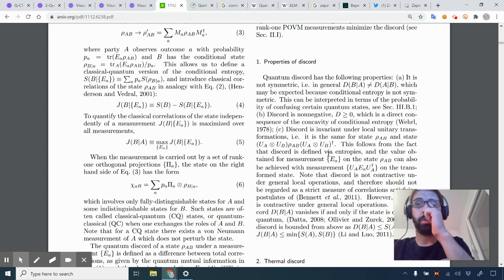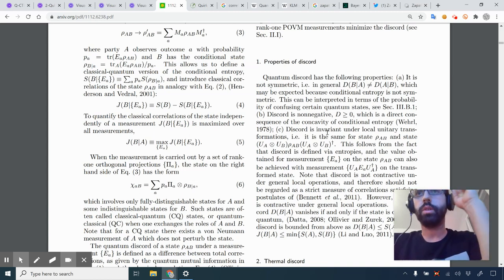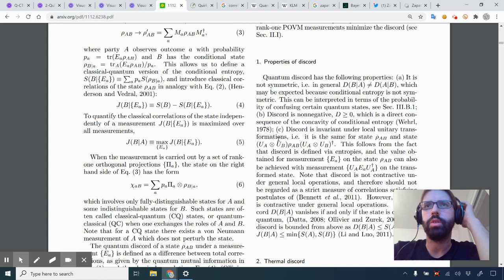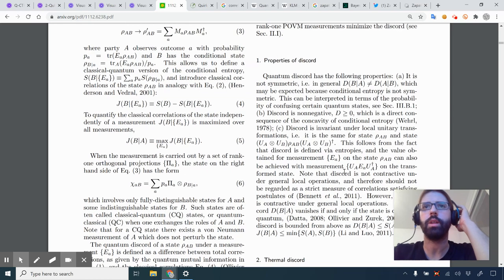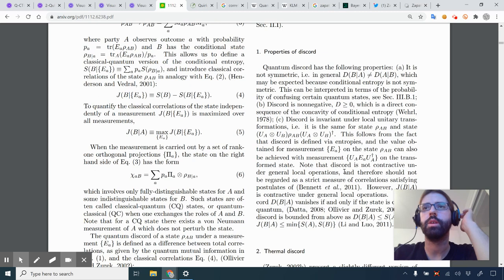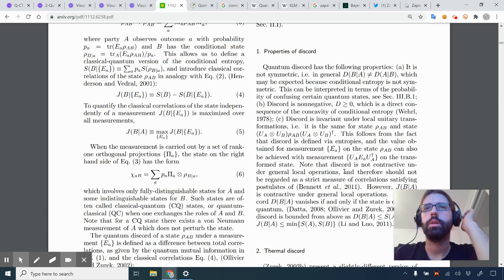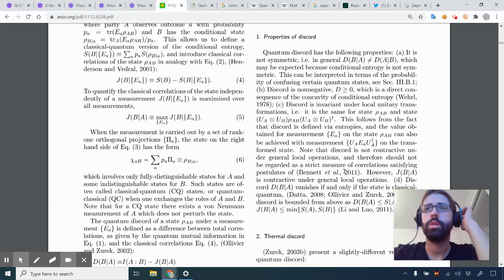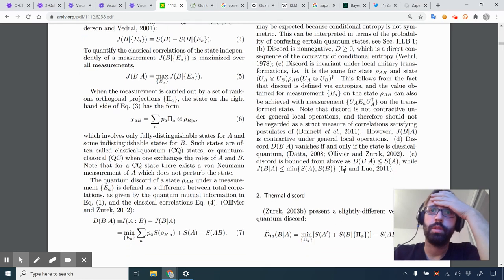Discord is invariant under local unitary transformations. It is the same for state rho AB and the transformed state. Okay, so discord doesn't change by applying single-qubit unitary operations. This follows from the fact that discord is defined via entropies and the value obtained for measurements. Discord is not contractive under general local operations. Thermal discord.